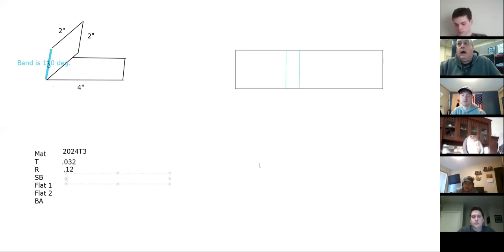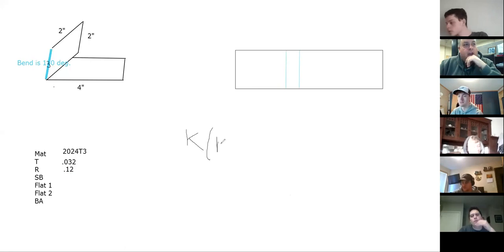AC, what is our formula for the setback now? Now that it's not a 90-degree bend, what is our formula for setback going to be? It's K times the sum of R plus T. Right, K times radius plus thickness.